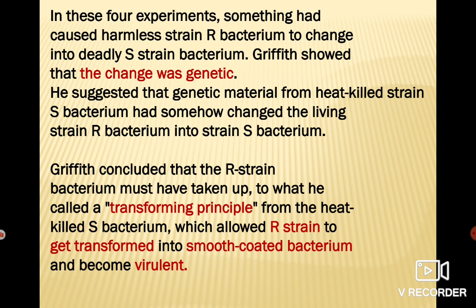Griffith concluded that the R strain bacterium must have taken up what he called a transforming principle from the heat-killed S bacterium, which allowed R strain to be transformed into smooth coated bacterium and become virulent. It means after picking up that material, these R strain get converted into S strain, and that something is the transforming principle, which is actually genetic material.